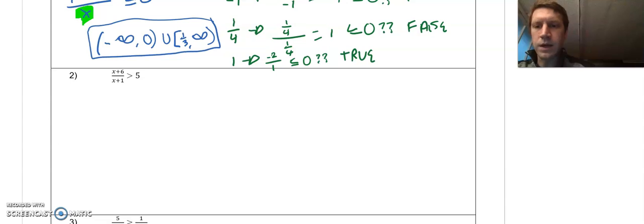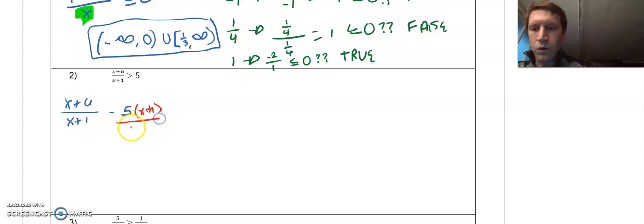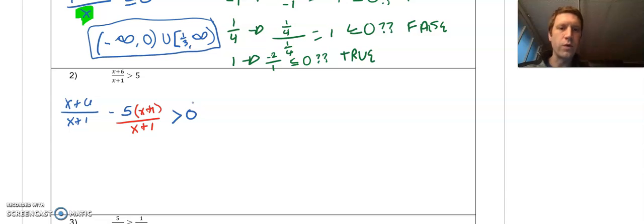Okay, next one. So let's subtract 5 from each side. I get (x + 6)/(x + 1) minus 5. And then I want to multiply by (x + 1)/(x + 1). This whole thing is greater than 0. So I would recommend combining everything into one fraction before distributing.